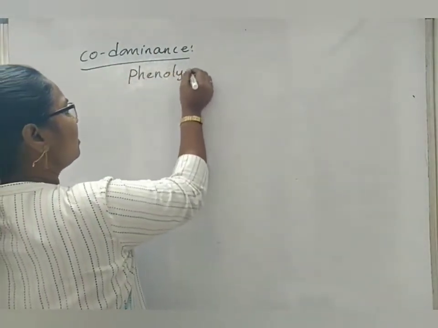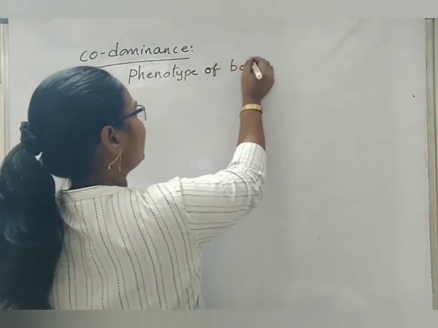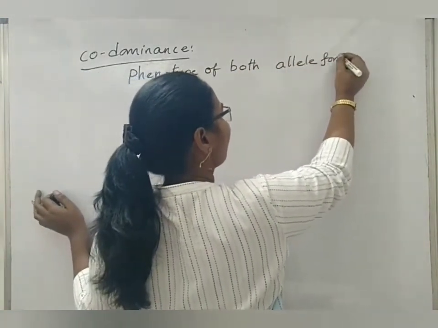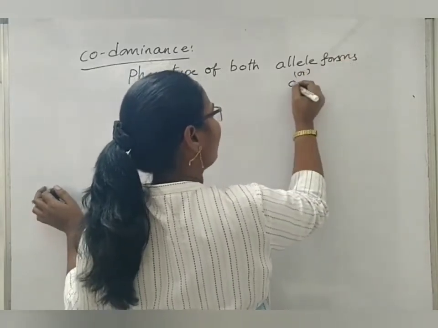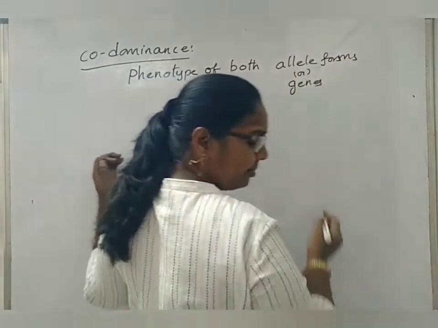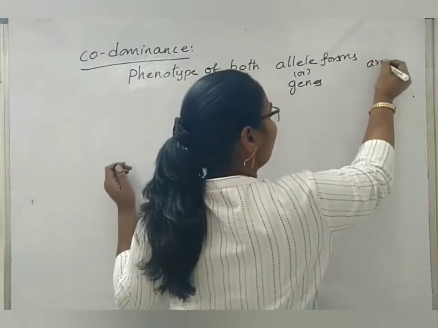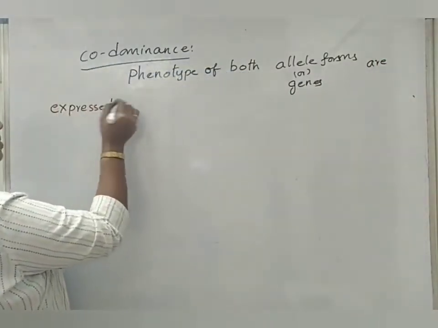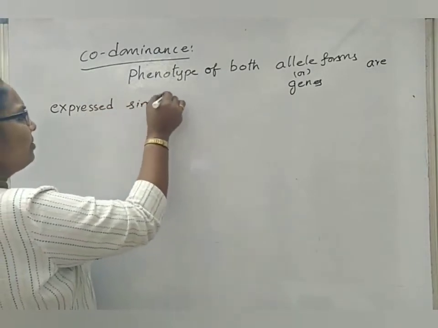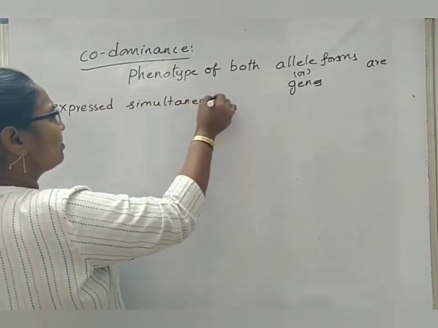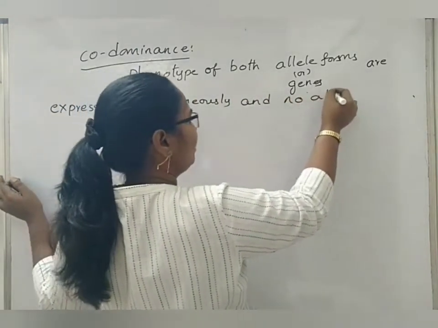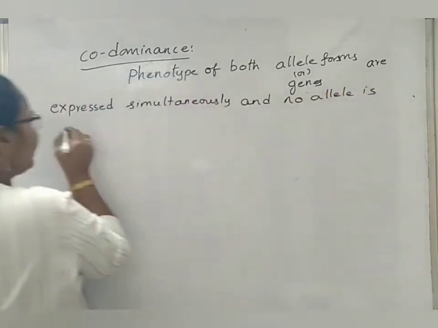The phenotypes of both allele forms, or of both genes, are expressed simultaneously, and no allele is dominating the other.